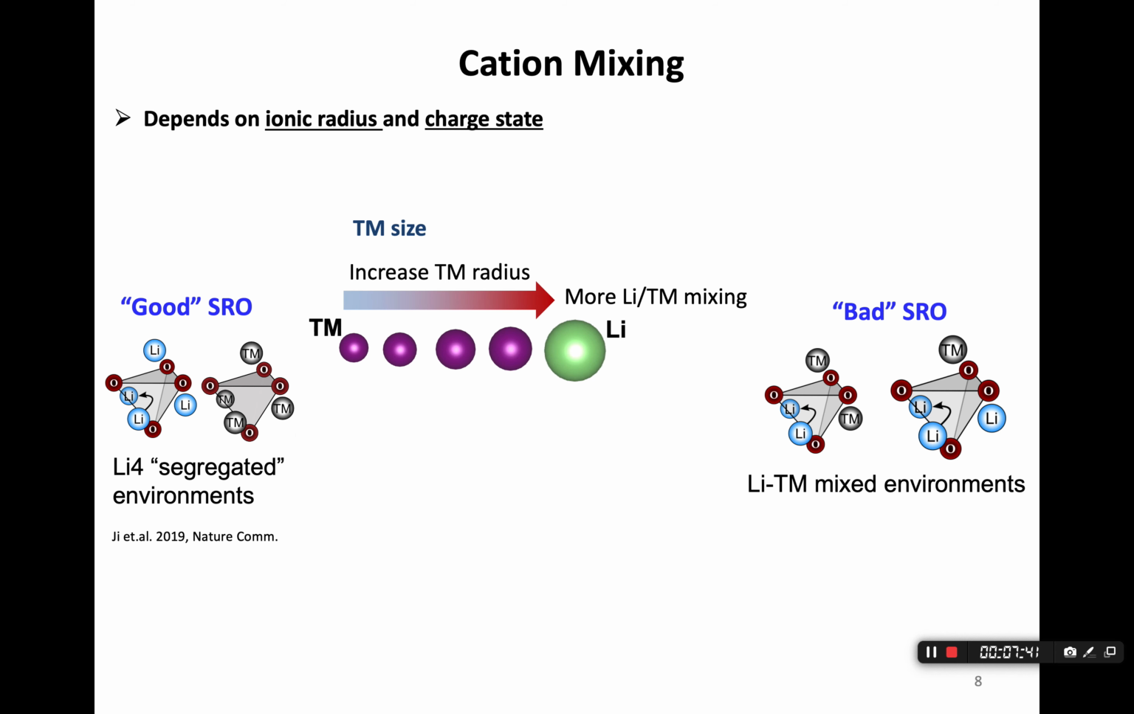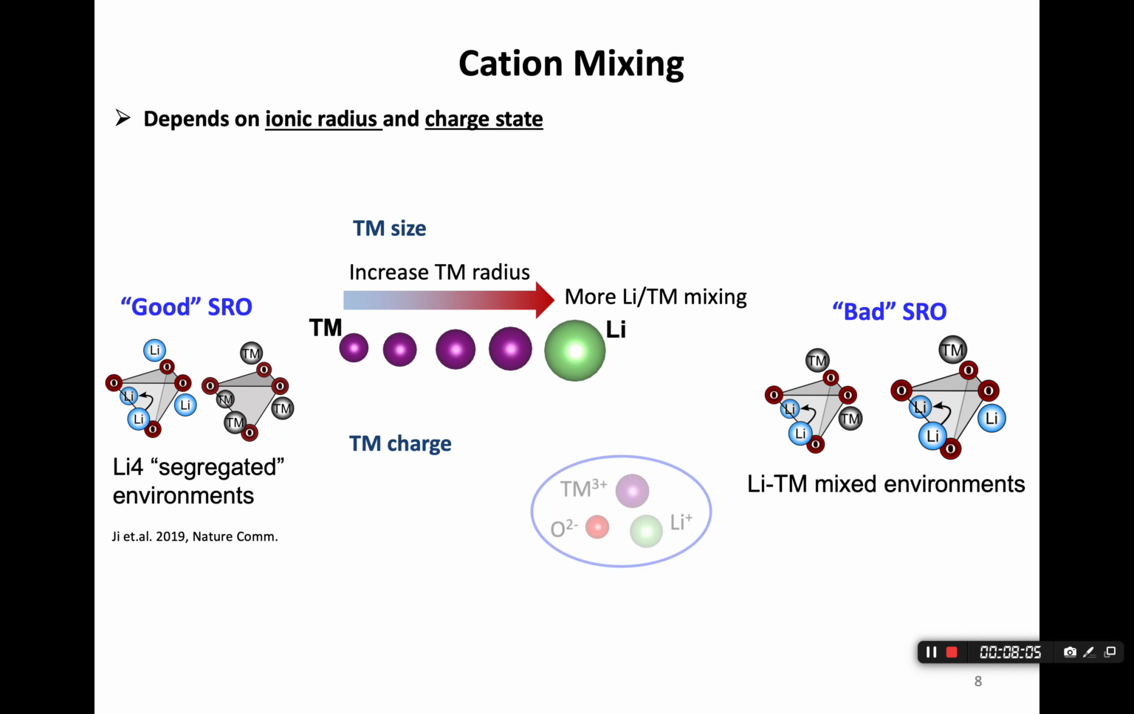However, if we increase the size of the transition metal, they will become similar to lithium, so they tend to mix with the lithium. So in that case, in every single tetrahedron, we prefer to have coexistence between lithium and transition metals. So in that case, we have less chance to observe 0-TM channels.